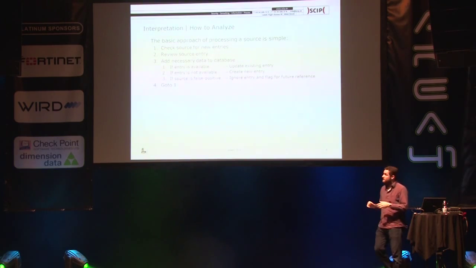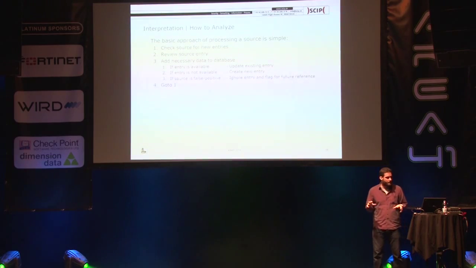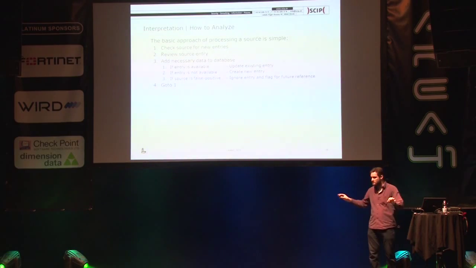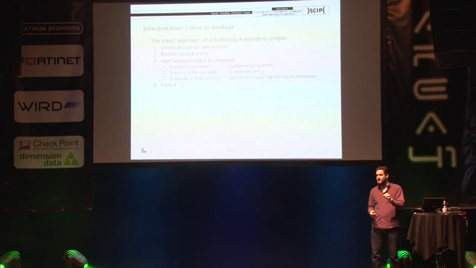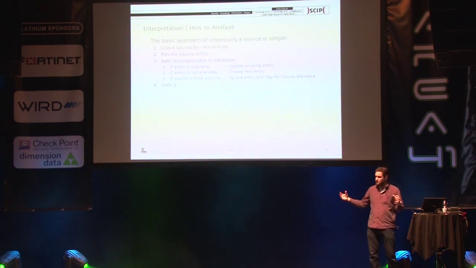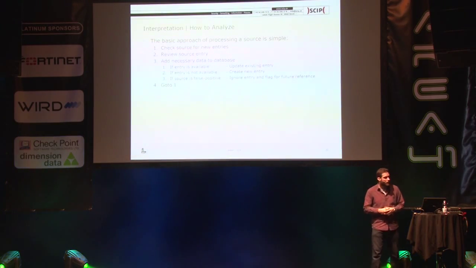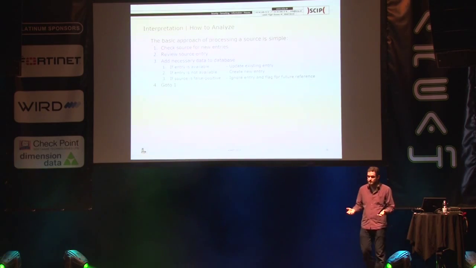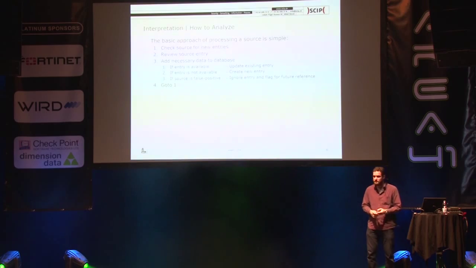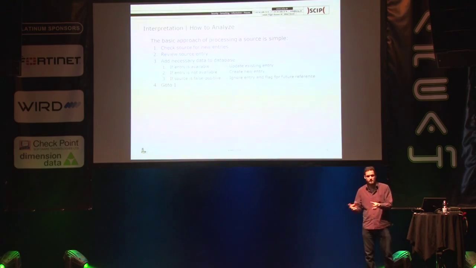So, the basic idea, if you want to add a vulnerability to your database, is you check the different sources. There are many different sources, mailing lists, as I said before. You have to review the entry that is available to you, and then decide if this entry is already available in your database. You might want to merge the data and add the references to the new source. Or if the entry is not available, you have to create a new entry. Or if the source is a false positive, you might want to ignore the entry, or add the entry but flag it so you don't have to process it in the future.